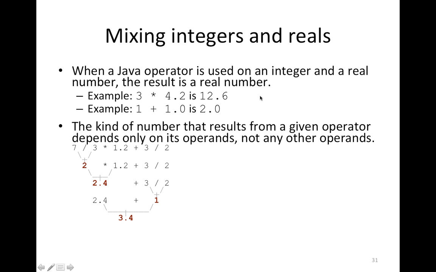Mixing integers and reals. When a Java operator is used on an integer and a real number, the result is a real number. See here, we are multiplying by a real number, so we get a real number. When you're adding a real number, you get a real number. Okay, so just remember this. Otherwise, if you are dividing by an integer, it's going to be an integer. But if you are multiplying and adding with a real number, it's going to be a real number.